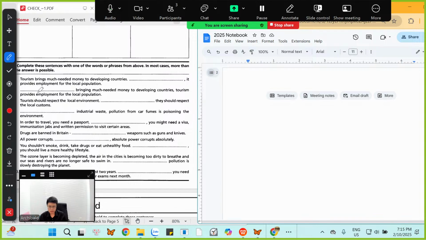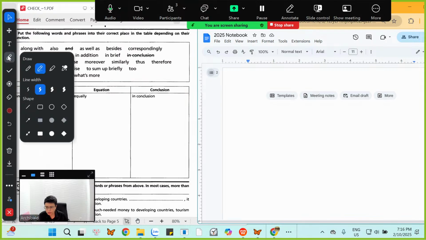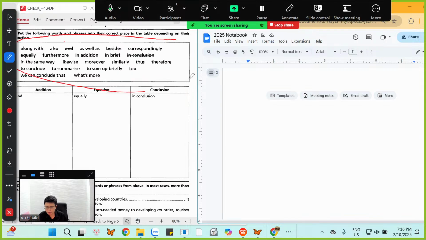So, okay, today we're going to study the book of Check Vocabularies for IELTS. The first sentence we have is this: tourism brings much needed money to developing countries. It provides employment for the local population. So please look at this sentence. And we have a few words to go through together. These are the words that we need to pay attention to, okay, along with, as well as.